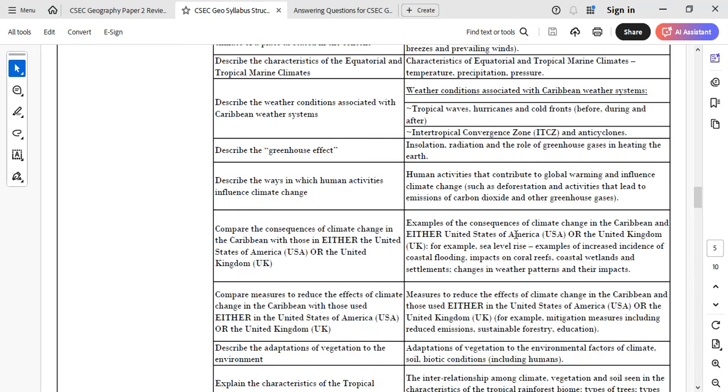You need to know what happens in the Caribbean and what is happening in either the UK or the US. The textbook, Wilson, I think, generally focuses on the United Kingdom, so you could look at that, but you just need to know some of the potential consequences of global warming in the future in the Caribbean and the United States or UK, whichever one you want to choose, and some of the ways that can be mitigated currently or in the future.